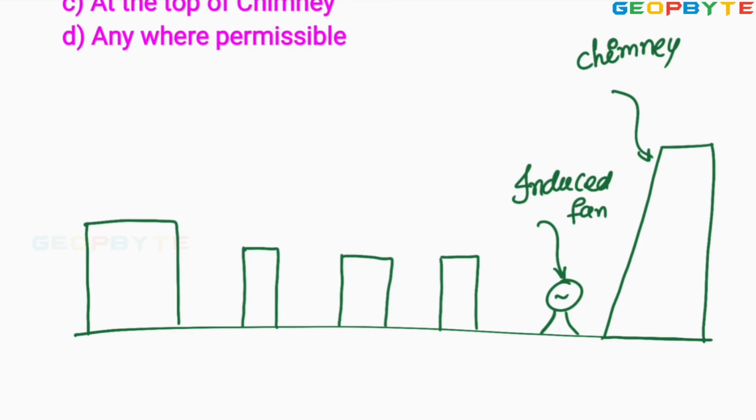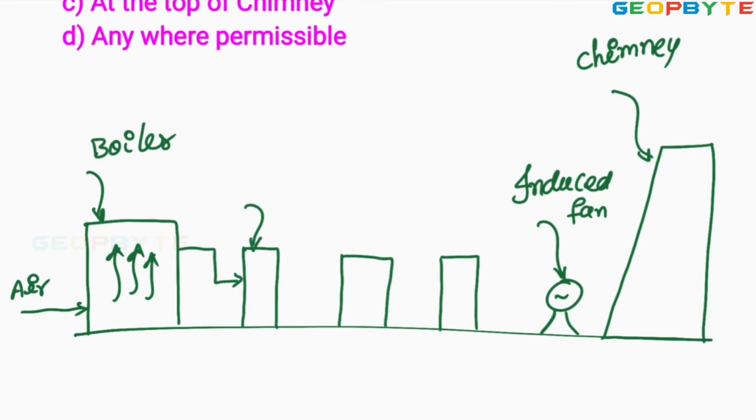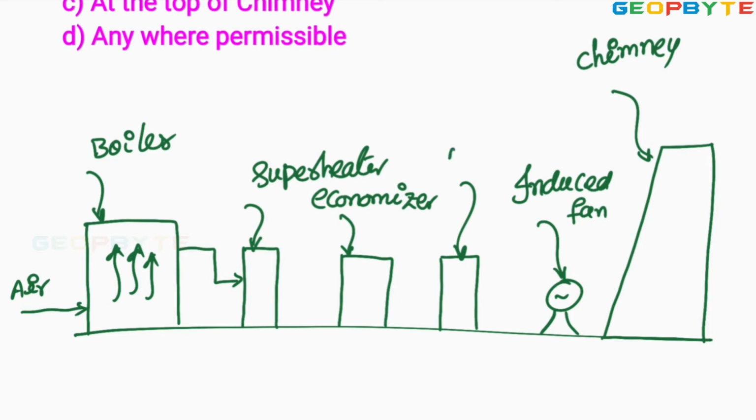Anyhow, the air is entering the boiler for the purpose of oxidation or fuel firing. Because of the fuel firing, a large amount of hot gas particles are developed. Those hot gas particles are heating the water, then entering the superheater. This is the superheater. Then economizer. Then air preheater.